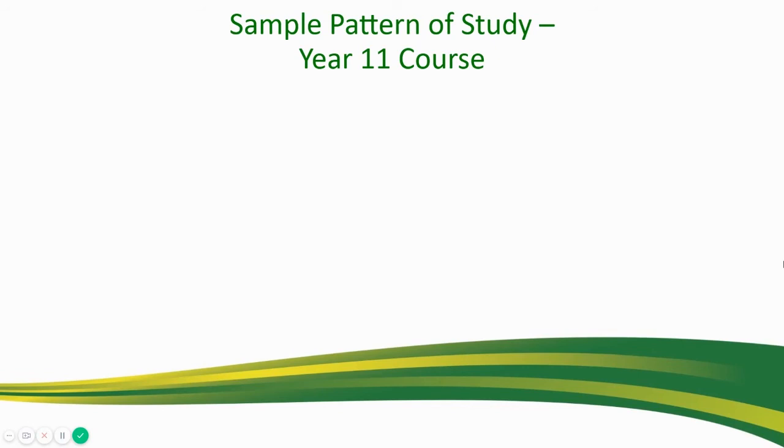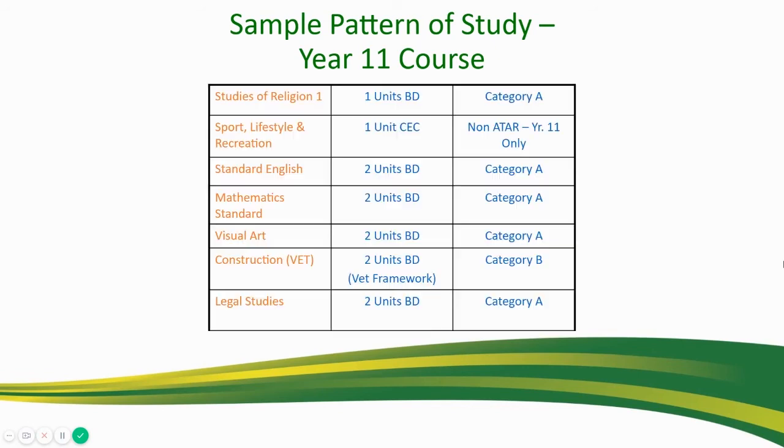Now, having a look at a sample pattern of study for a Year 11 course, this listing of courses shows that there are Category A courses, one Category B, and a non-ATAR Year 11 only course. The CEC course, Sport, Lifestyle and Recreation, doesn't get counted towards the HSC because it's only Year 11. This is used to get 12 units. For the HSC, the rest are Category A and one Category B. So this pattern of study satisfies HSC and ATAR.